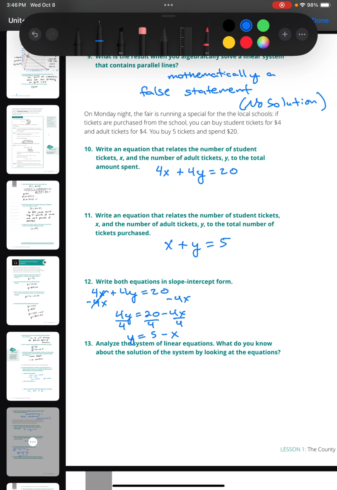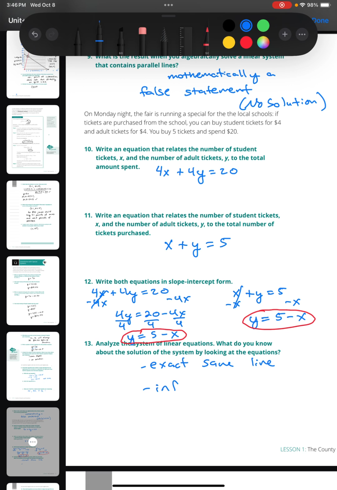And then for the other equation, to be a little quicker, x plus y equals 5. We just have to subtract x. We get y equals 5 minus x. Now, if we analyze that, you might notice we are left with the exact same equation. y equals 5 minus x, or negative x plus 5 if you wrote it the other way. So what do we know about solutions to the system looking at those equations? It's the exact same line. So that's going to result in infinite solutions.